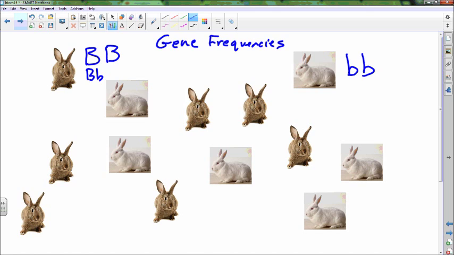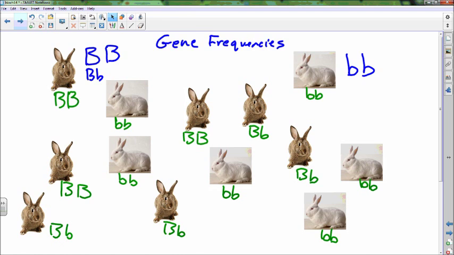If we were to look at this population and count up how many of the big B alleles and the little b alleles there are, what we would find is that there is a certain percentage. So to give you an idea, I'm going to go through and label each of these rabbits with their genotype. So you can see here, I've labeled the genotypes of every rabbit.